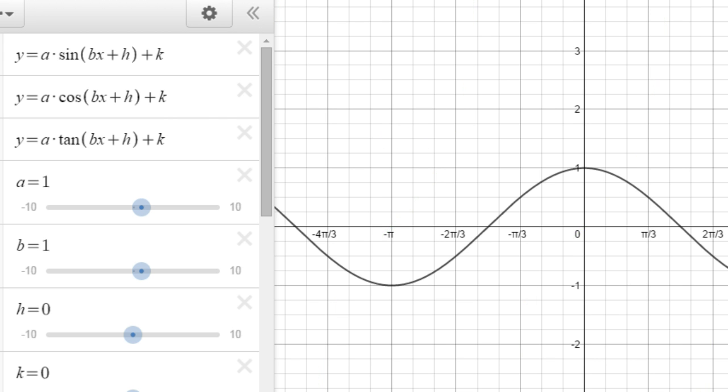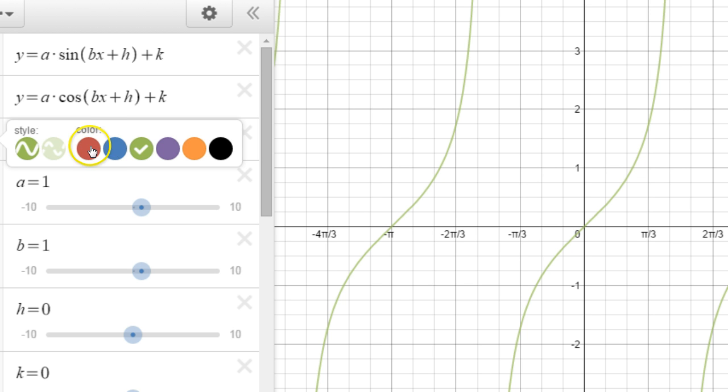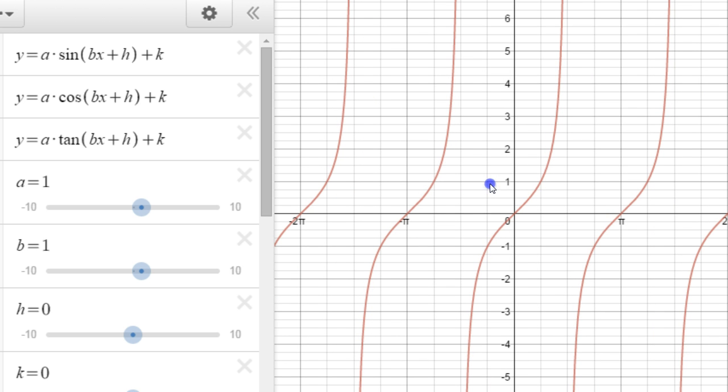So far we've talked about cosine and sine. They kind of look like a double helix if you turn your head on the side. Now tangent is going to be a little bit different. Let's make it a little bit darker. Let's go red. There we go. Okay, so tangent is going to kind of look like a cubic function. Alright, but it's going to be repeating in pattern because it stops every time.